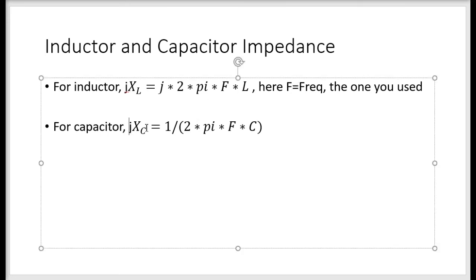Similarly for capacitance, instead of j times something, it's going to be j over 2 pi FC. Okay, it's pretty much as simple as that.